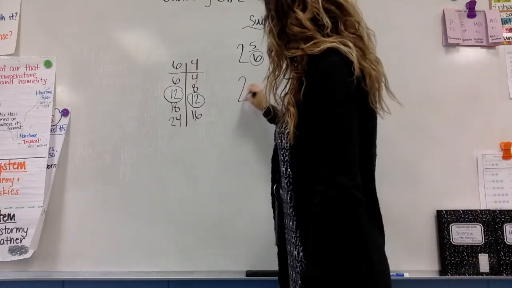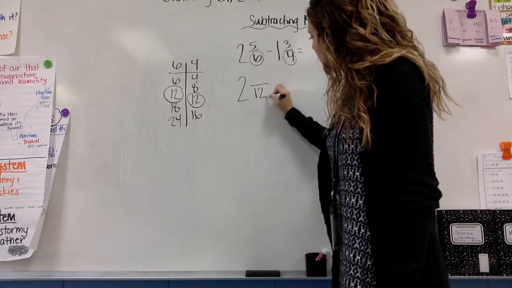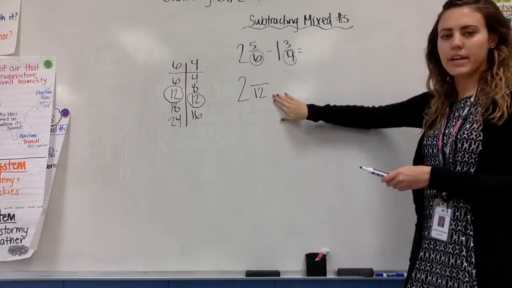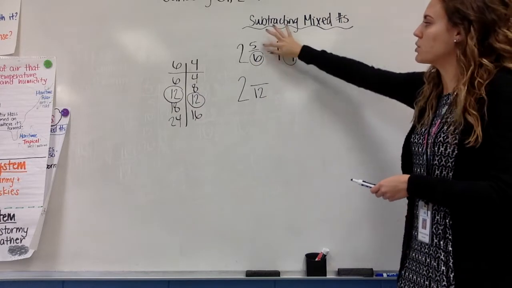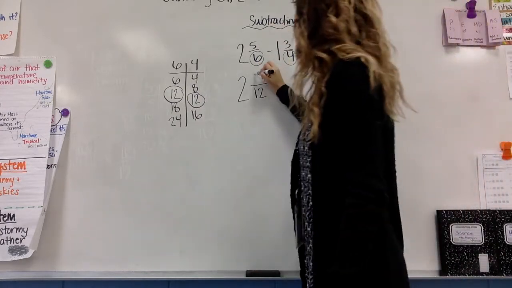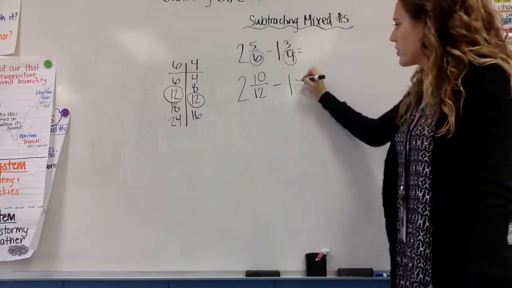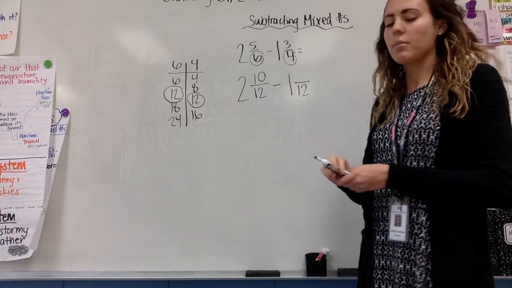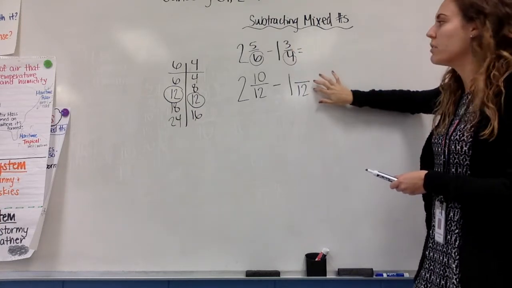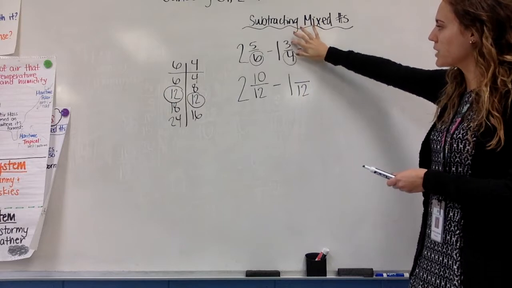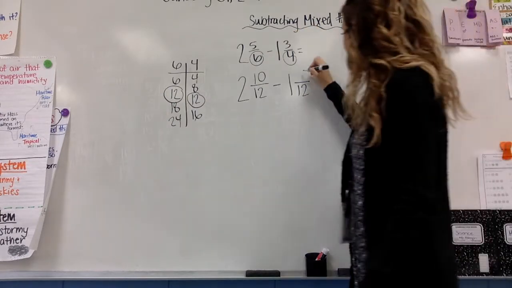So I'm going to create my equivalent fractions. 2 and 5/6 would be how many 12ths? So I multiplied 6 times 2 to get 12, so I'm going to multiply 5 times 2, which is 10. Now I'm going to do the same thing with my 1 and 3/4. So 1 and 3/4 is how many 12ths? So I multiplied 4 times 3 to give me 12. So I'm going to multiply 3 times 3 to get me 9.